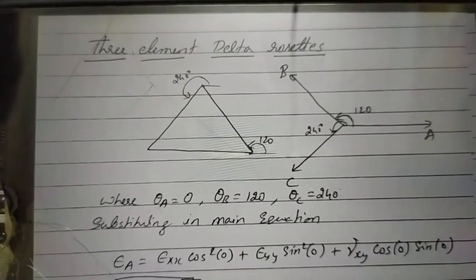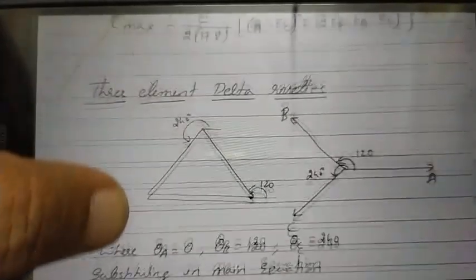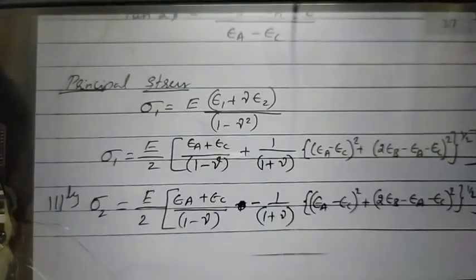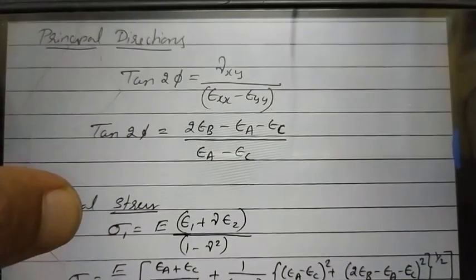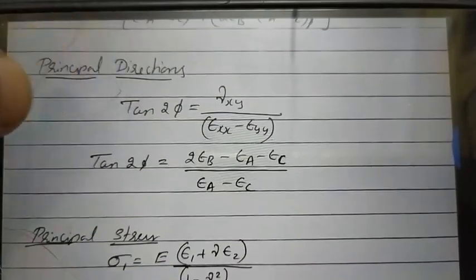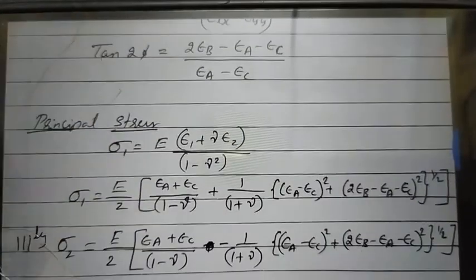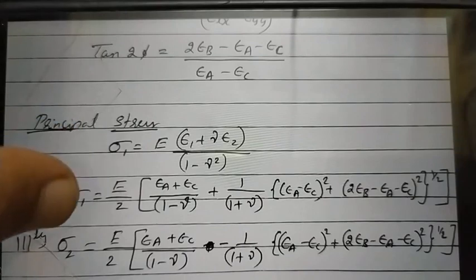Before going to this 3-element delta rosette, I just left out some part in that 2-element rectangular rosette. I just want to clarify one more time, that is the principal stresses. Actually, for technical reasons, the video was not completed. I have done the principal directions. After that, principal stresses. How are you going to determine the principal stresses?